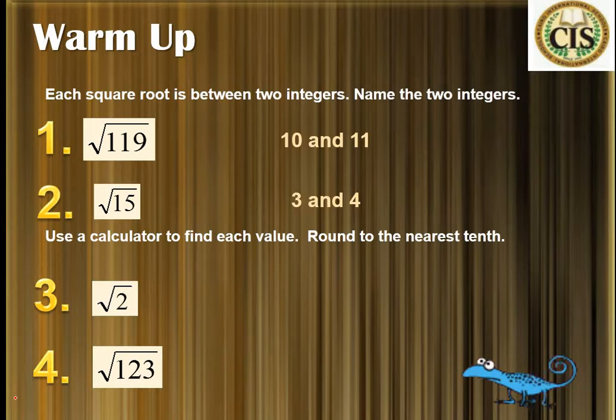Number 3. We need to round to the nearest tenth. Root 2. Check in your calculator. Root 2 to the nearest tenth will be 1.4. And root 123 will be 11.4.